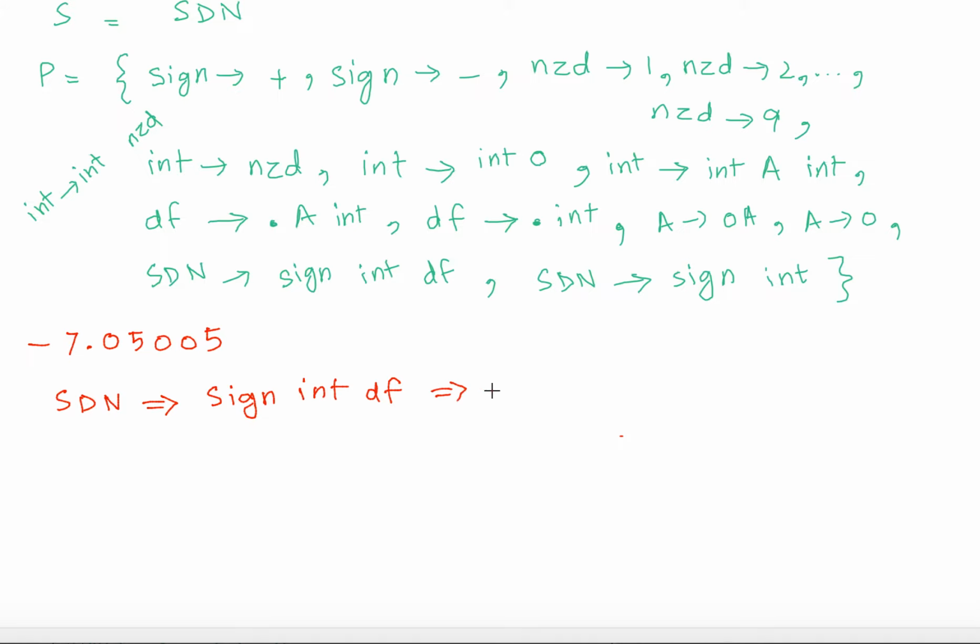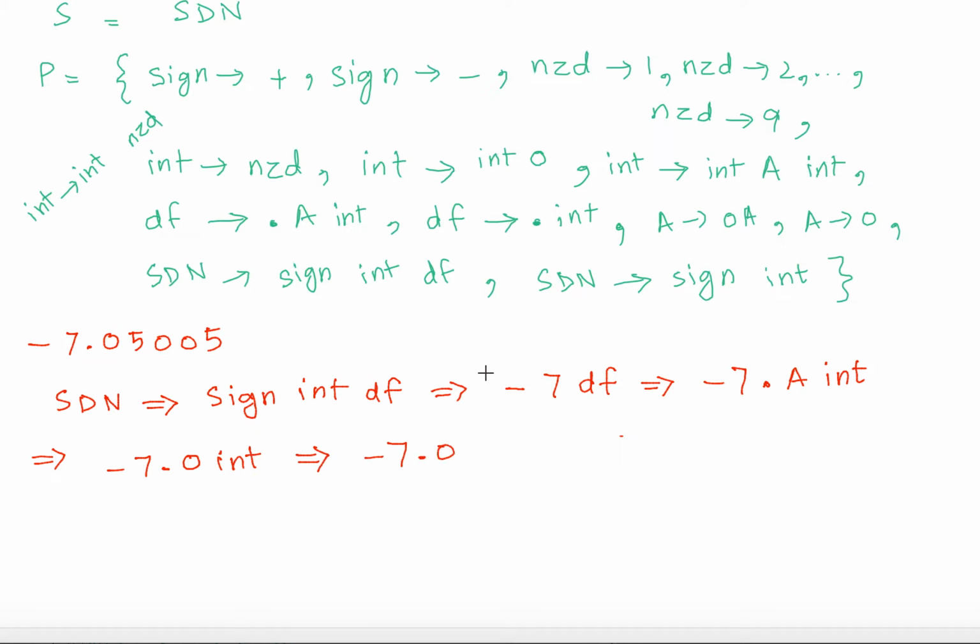I'm going to do this one in one go. So negative 7 decimal fraction. Decimal fraction can be replaced by point int, and point a int. Because I have a 0 at the start, I will use a here. So I'll say minus 7 point a int. Now this a can be replaced by 0, right? So then I will say minus 7 point 0 int. Interesting. Okay, so this is minus 7 point 0.